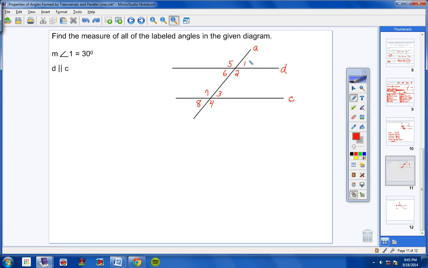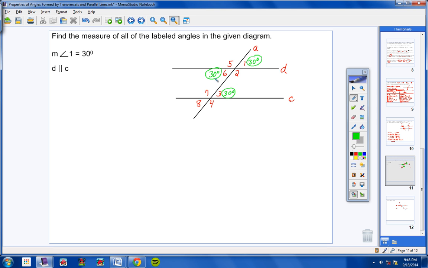So, angle 1 is 30 degrees. Put that right there. In fact, I'm going to use a different color here. We'll use green. So, angle 1 is 30 degrees. Now, we know that vertical angles are congruent, so angle 6 is 30 degrees. And students, we know that corresponding angles are congruent, so whenever two lines are parallel cut by a transversal, corresponding angles are congruent. So if 1 is 30, then 3 has to be 30 because 1 and 3 are corresponding angles.